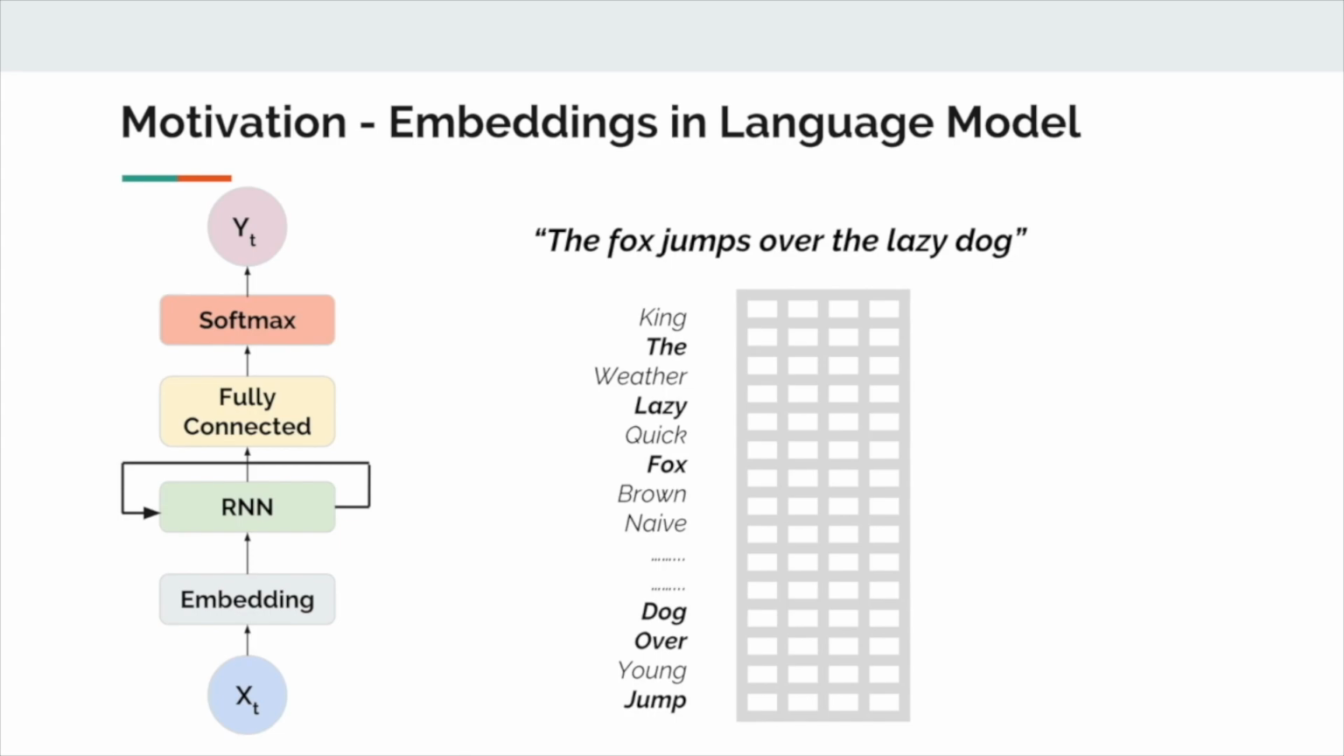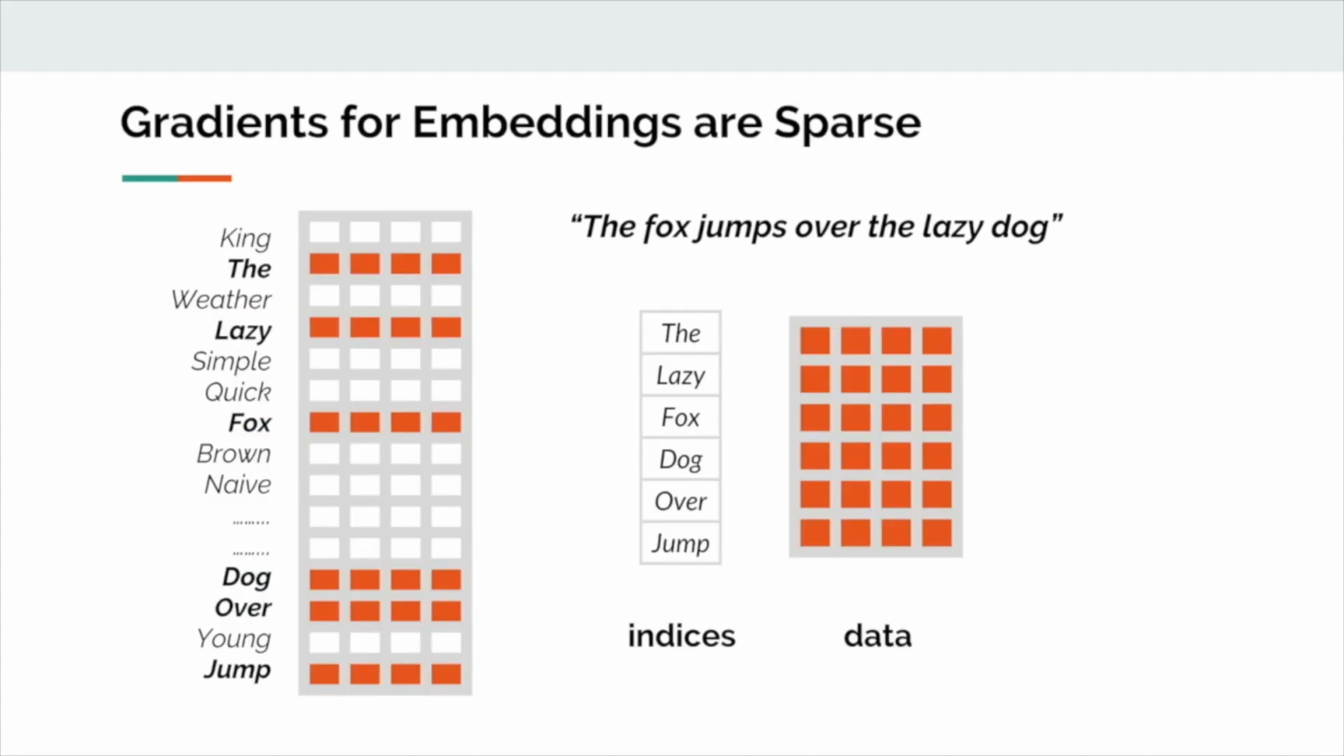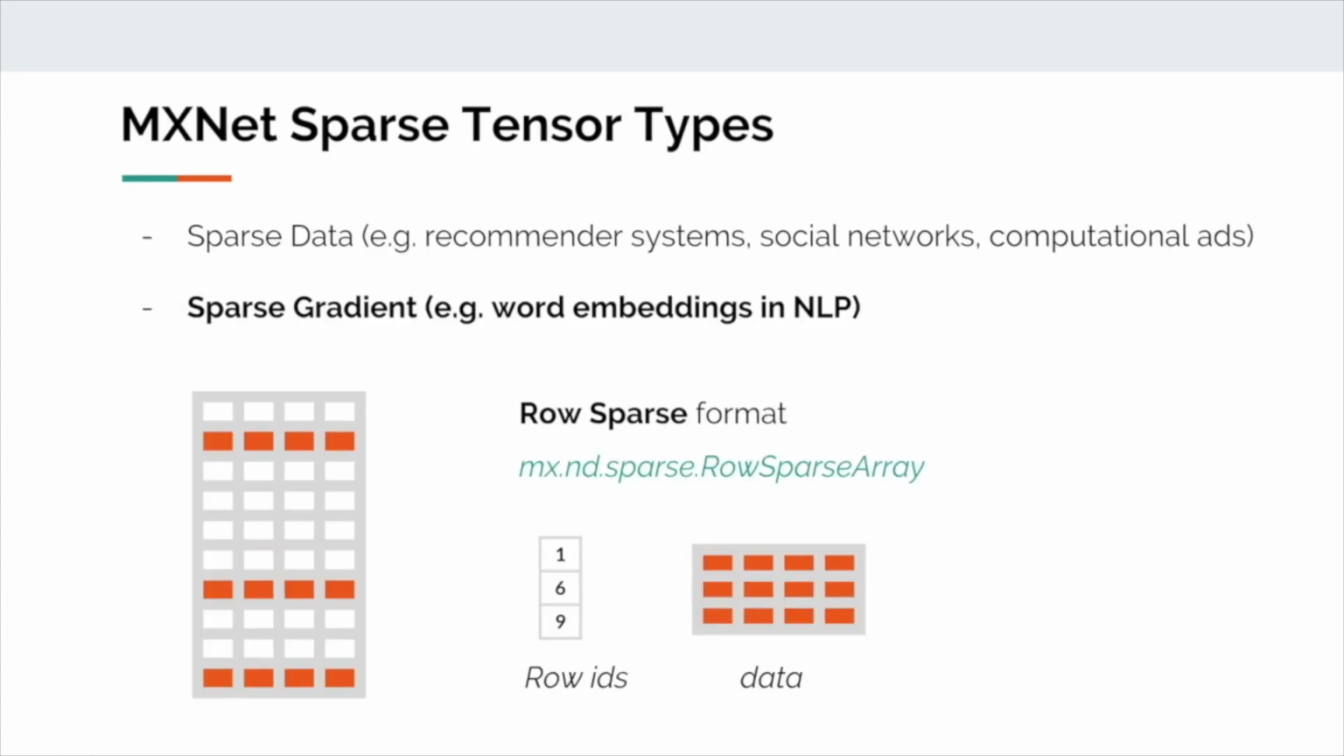So we can store this matrix in a much better way. Specifically, we can just store the word IDs for the words that appeared, and also the values for the non-zero entries. And in MXNet, you can store this in a row sparse format, where we just basically store the row IDs and the non-zero data. So this is the format for a matrix where each row is either all non-zeros or complete zeros.